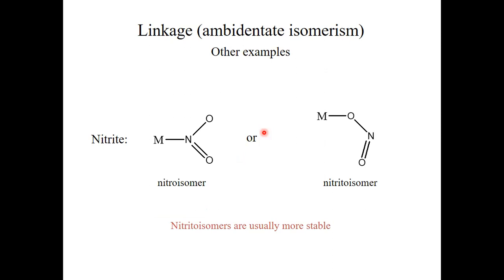There are also other examples, for instance, nitrite. So the nitrite can either use the nitrogen or the oxygen for binding. When the nitrogen is being used, we call it the nitroisomer. And when we use the oxygen, we call this the nitritoisomer. Nitritoisomers usually are more stable.